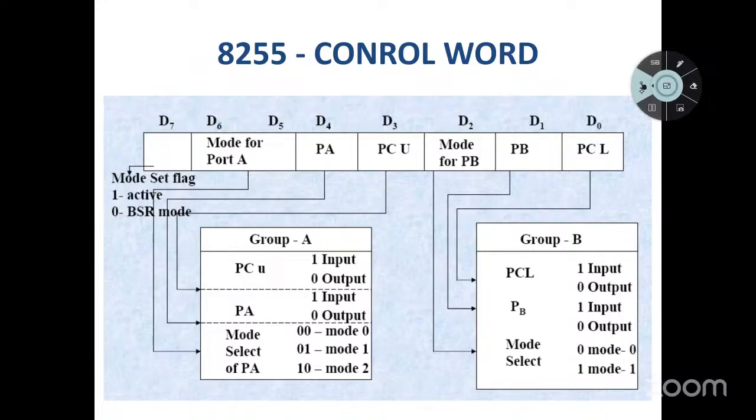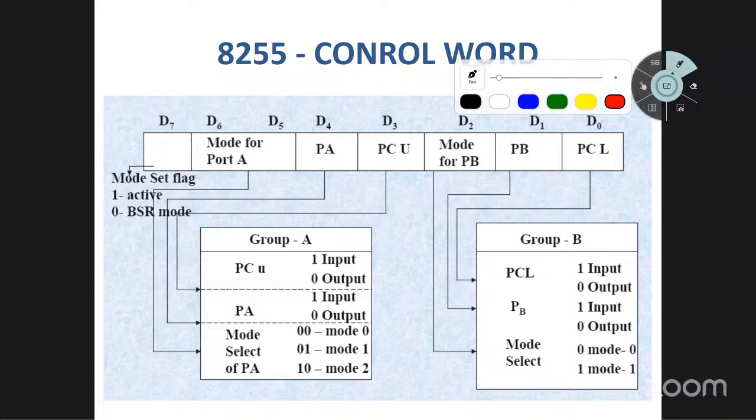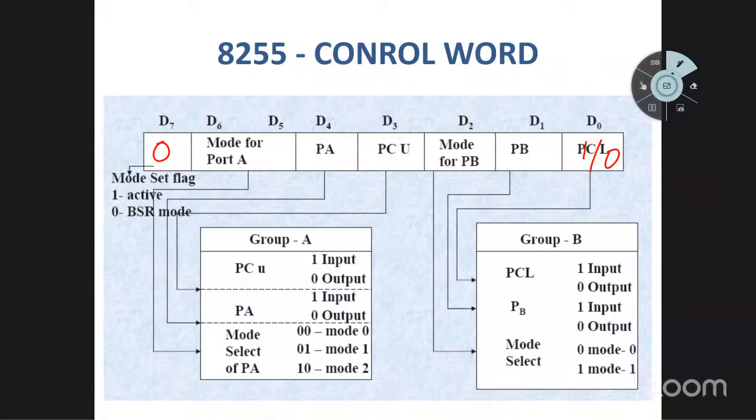BSR mode. For BSR mode, you keep 0 here. Whether we are using port C low or port C upper, the complete port C, depends on this 1 or 0 here. Next, the bit selection can be done using these 3 bits, D1, D2, D3, with 0 0 0 being the D0 bit.